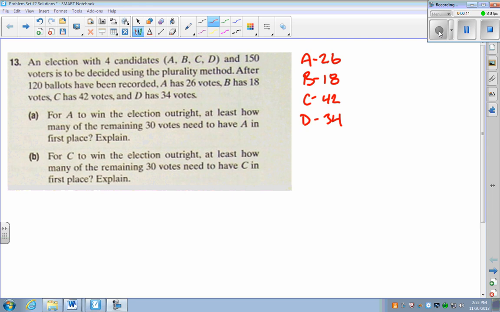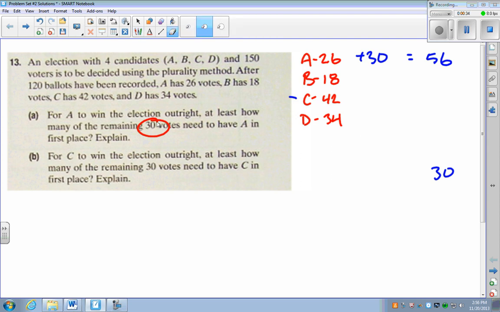Part A. For A to win the election outright, we got to reassign these remaining 30 votes. If we try a couple things, if we say, okay, well, let's give A all 30. That's going to bump them up to 56. Next closest person's 42. So we know if we give them all 30, it's going to work. We want to find at least how many of them. So let's play around with some different numbers.